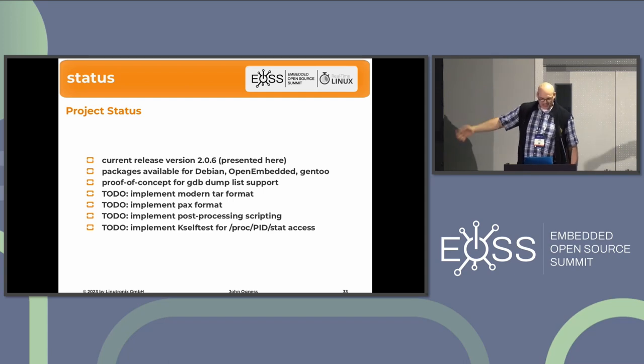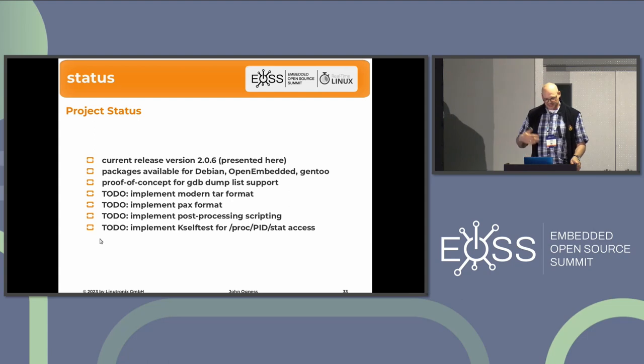Like I said, on the Linutronix GitHub, we have a proof of concept of GDB. It would be nice if I got that into GDB, but I let that fall behind. Some things we're working on right now is implementing a modern tar format, because the tar format we're using right now has a limit of, I think, 2 gigabytes or 8 gigabytes or something like this. So if your core files are giant, they're going to get cut off.